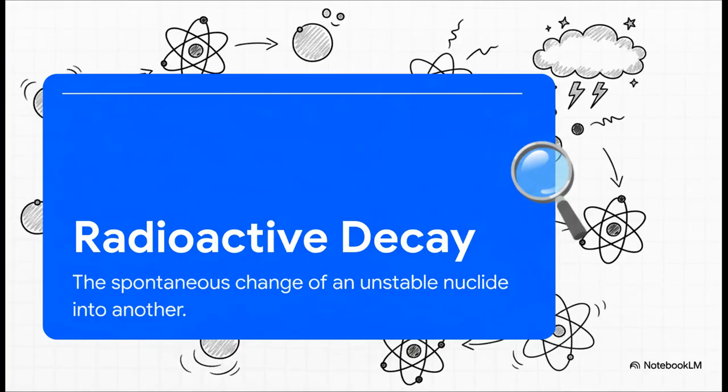Okay, so here's the official definition. Radioactive decay is the spontaneous change of an unstable nuclide, and nuclide is really just a fancy science word for a specific kind of atom, into another one. As it does this, it releases a little bit of energy. You can think of it as nature's way of just chilling out.